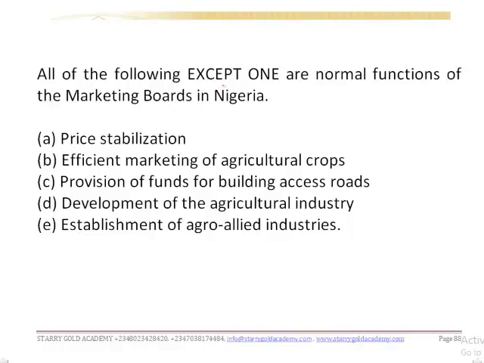All of the following, except one, are normal functions of marketing bodies in Nigeria. Provision of funds for building roads accessible. So option C is our best answer.